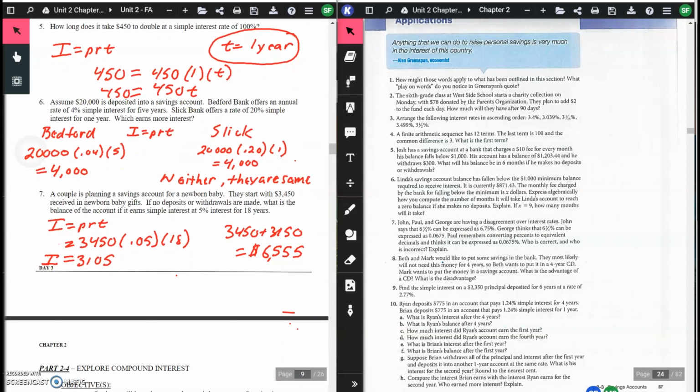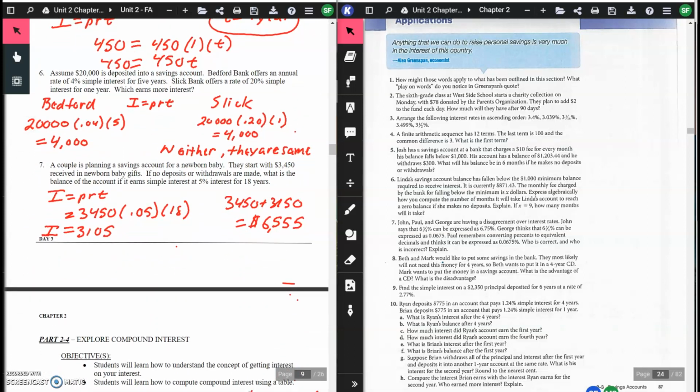Okay, question 6. Assume $20,000 is deposited into a savings account. Bedford Bank offers an annual rate of 4% simple interest for 5 years. Slick Bank offers a rate of 20% simple interest for 1 year. Which earns more interest? So let's do Bedford first.